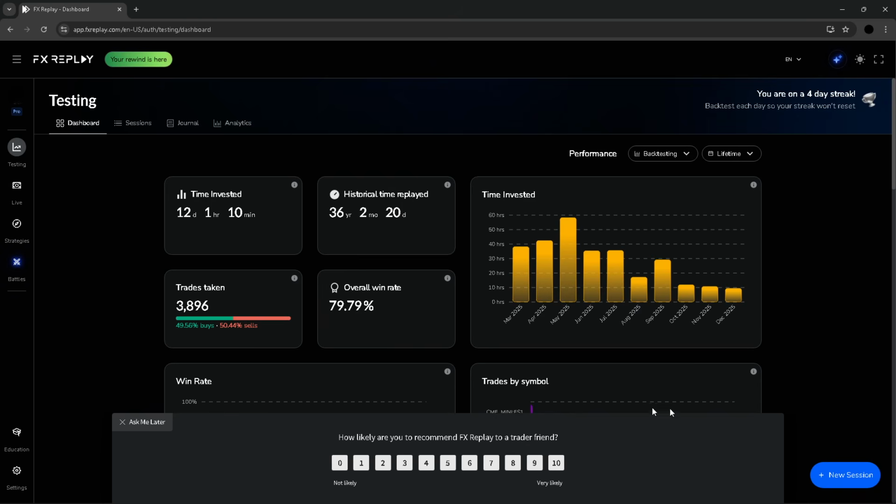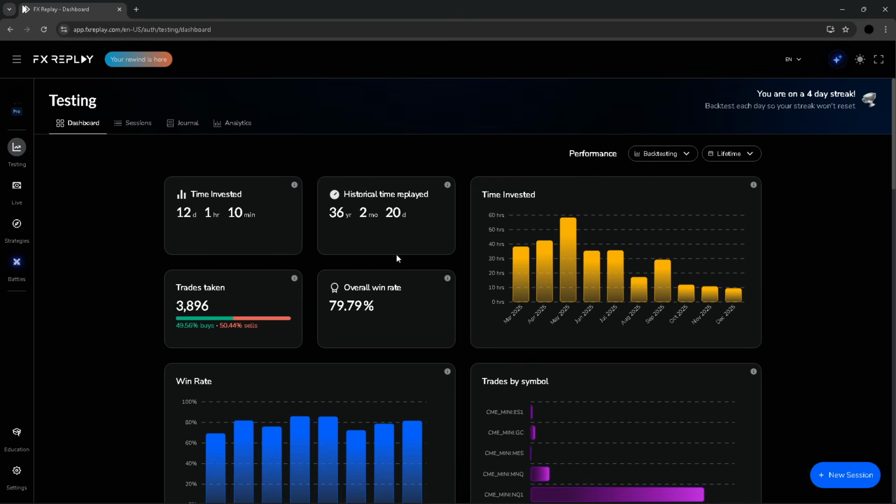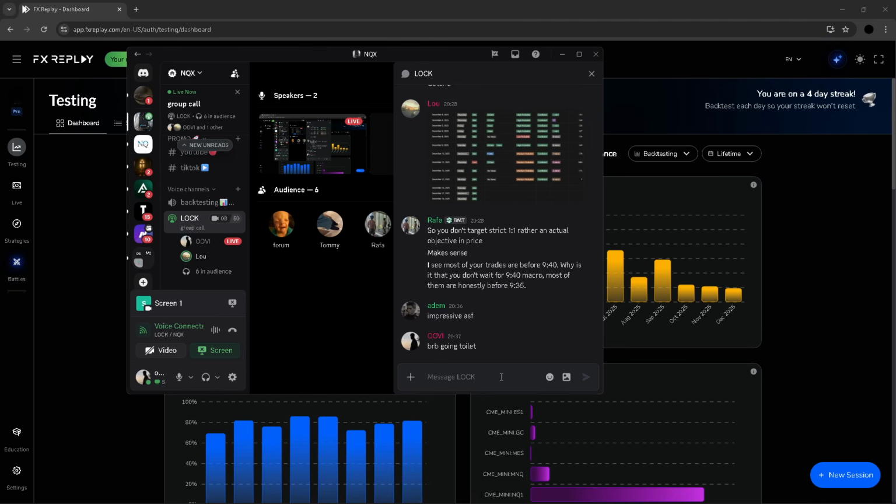I see most of your trades are before 9:40. Why is that? You don't wait for the 9:40 macro? Most of them are honestly before 9:35. It's because that 9:30 minute really tells you a lot, and you can base your trade off it so easily. If you don't catch it at 9:30, then cool, we wait for macro. We're not against macro.